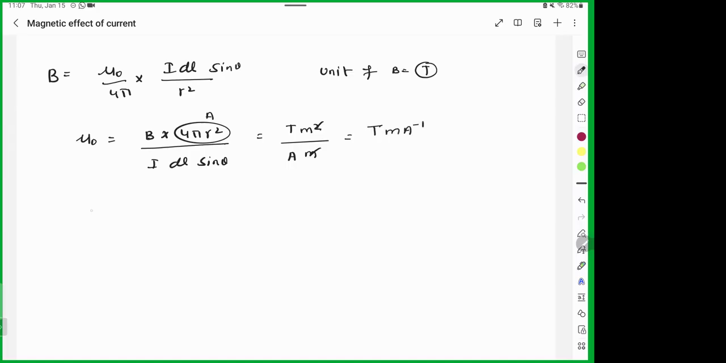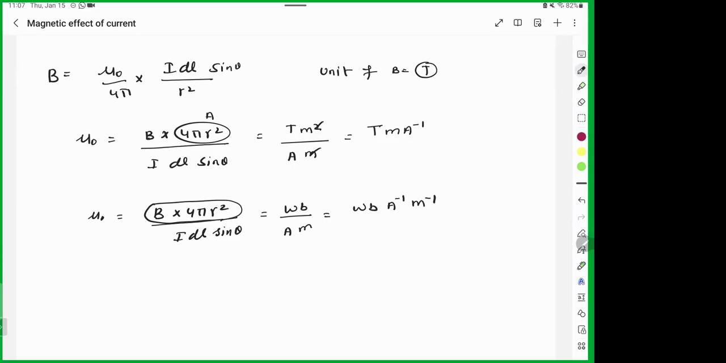Or the second thing is, when you say this I dl sine theta, this magnetic field into area is known as Weber, divided by current ampere, and dl will be in meter. So it will be Weber per ampere per meter. Any doubt, guys? So both are correct. Understood?